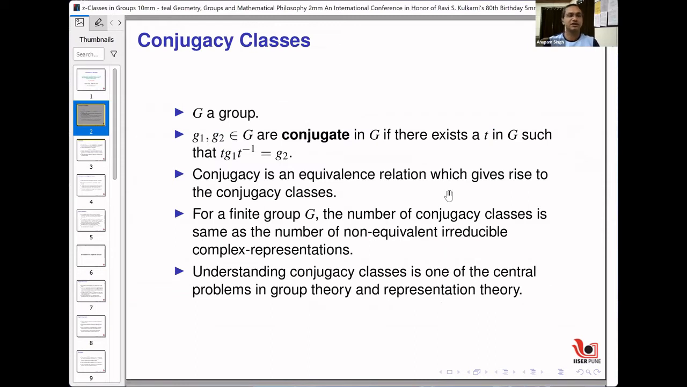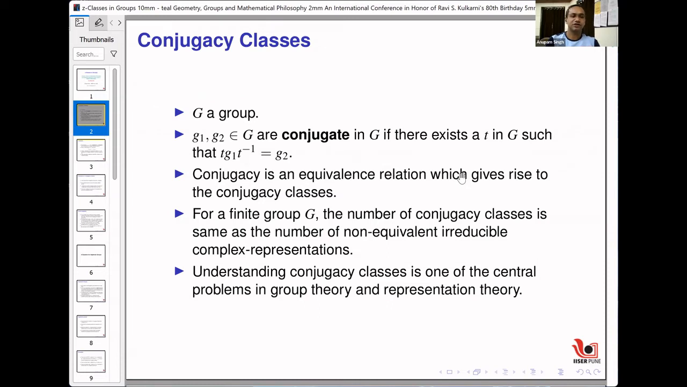So let's begin with talking about what a conjugacy class means. This is familiar to almost everyone, even students at undergrad level. Suppose I have a group G, and if I take two elements, G1 and G2 in this group G, we say that G1 and G2 are conjugate if there is some element T in G such that T G1 T inverse is G2. Right. We also check that this condition is an equivalence relation on the set G, and the equivalence classes are called conjugacy classes, right?